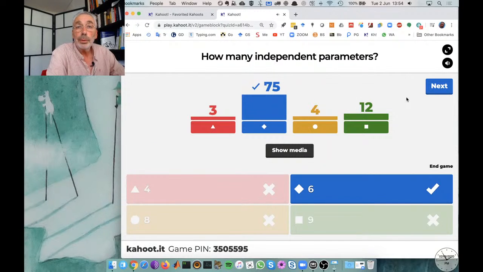Indeed, the correct answer is 6. Just by counting, 16 minus the number of constraints, and for the number of constraints you just have to count the upper triangle and the diagonal. But from a physical point of view, with 4 base vectors, you can build 6 planes.